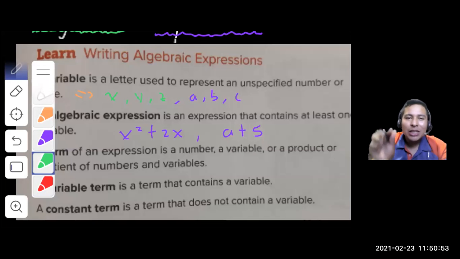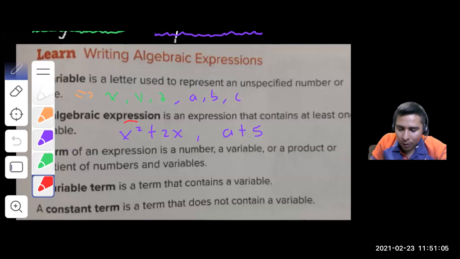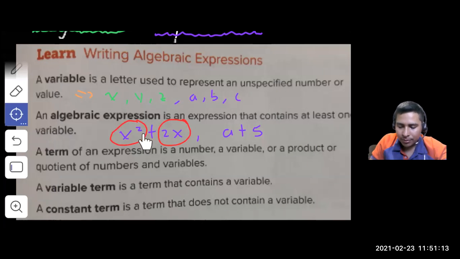A term, guys, is just one single piece. It's like when you divide the pieces of an expression. Let's focus on this. Take a look at this: x squared plus 2x. What is a term, guys? A term is this one. This is one term, and this is another term. How many terms do we have in this expression? Two terms. That is a term, guys.